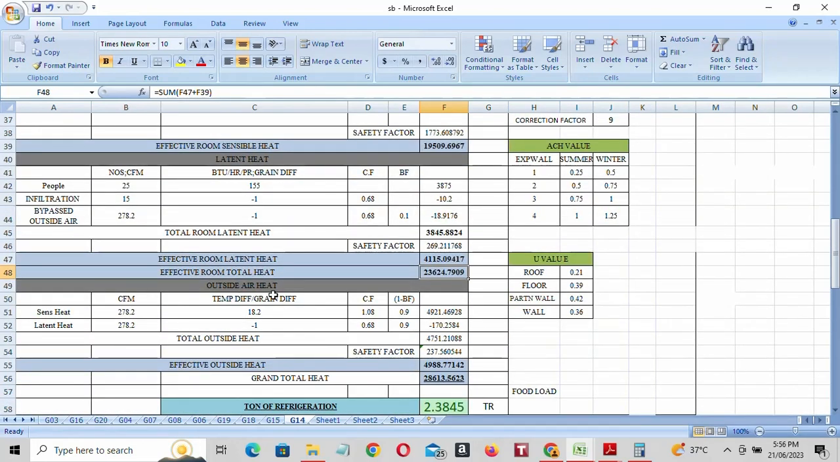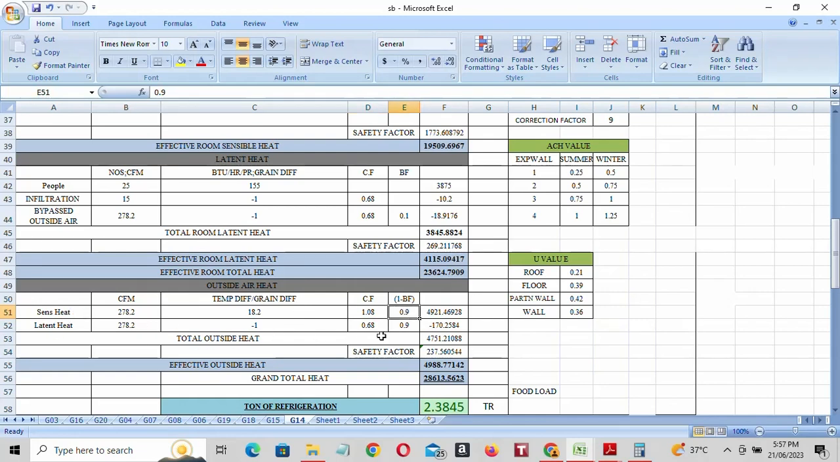Next is outside air heat. Here sensible heat and latent heat. So you have to mention here CFM, bypass outside air. Both are the same, 278.2. For sensible heat, we mention the temperature difference, that is 18.2. For latent heat, you take the humidity ratio difference, that is -1. The conversion factor 1 remains constant. For sensible heat, the conversion factor is 1.08. If you multiply, you will get this value.